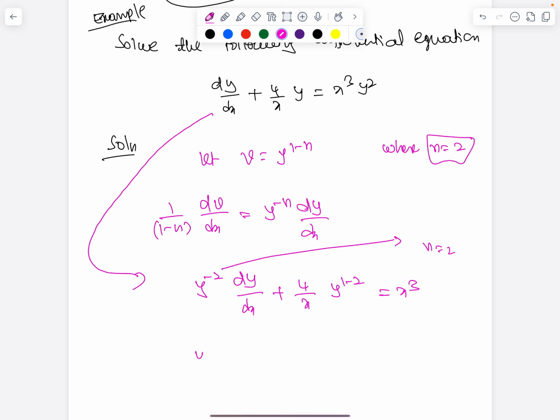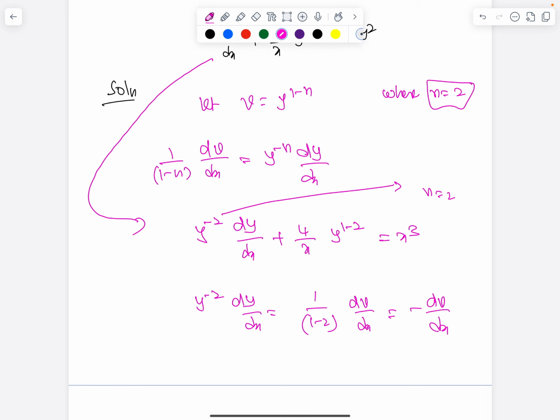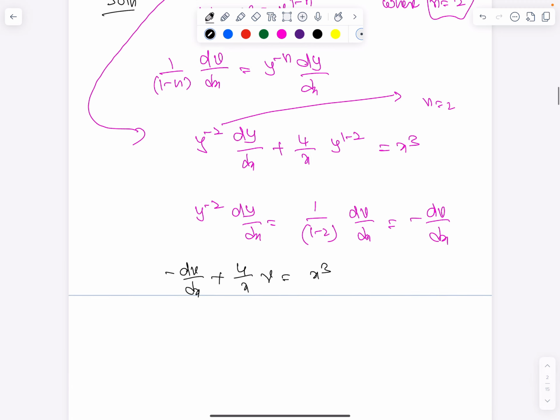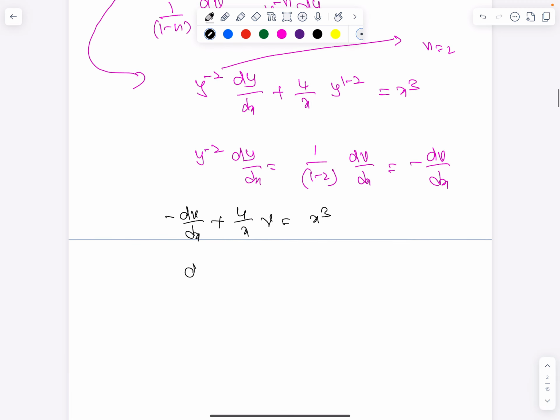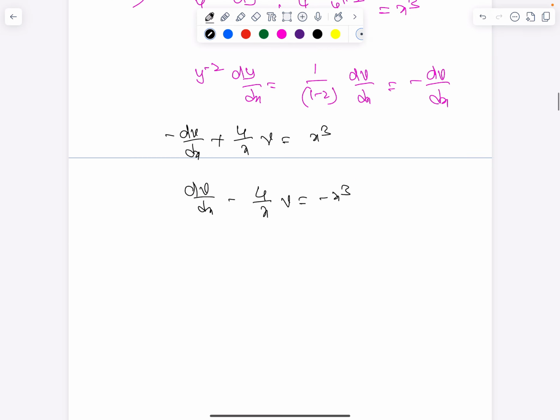Therefore, y power minus 2 dy by dx is equal to 1 by 1 minus 2 dv by dx. That is, minus dv by dx is the replacement of y power minus 2 dy by dx. Therefore, if you replace, you will get minus dv by dx plus 4 by x into v is equal to x cube. This is your new form. If you want to retain, you can keep this. Otherwise, you can rewrite it as dv by dx minus 4 by x v is equal to minus x cube. This is a differential equation of the form dv by dx plus p of x into v equal to q of x.